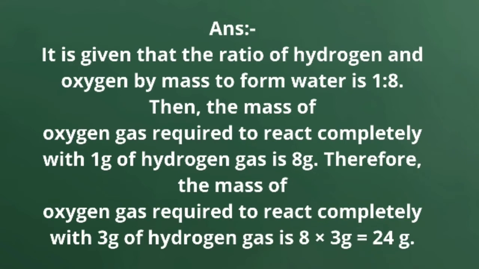It is given that the ratio of hydrogen and oxygen by mass to form water is 1:8. Then the mass of oxygen gas required to react completely with 1 gram of hydrogen gas is 8 gram. Therefore, the mass of oxygen gas required to react completely with 3 gram of hydrogen gas is 8 into 3 gram is equal to 24 gram. So final answer is 24 gram.